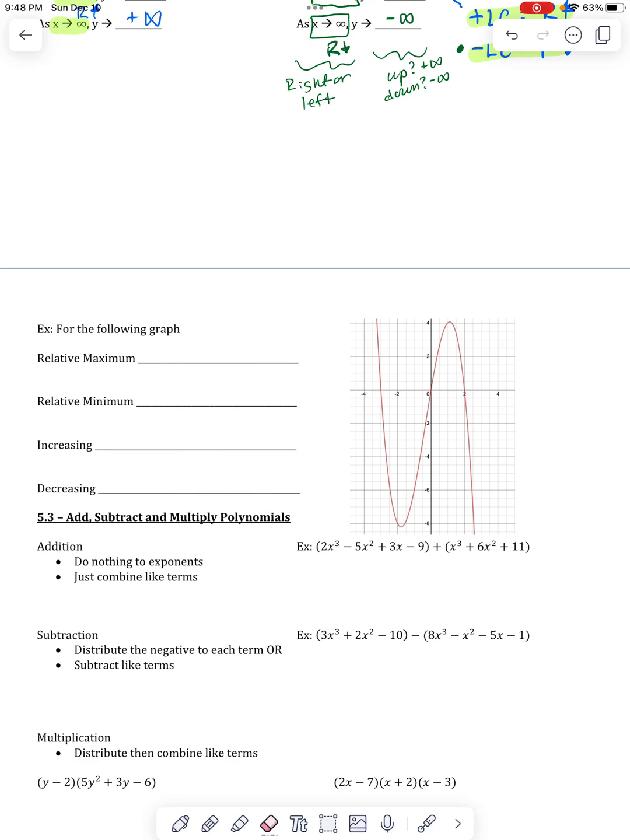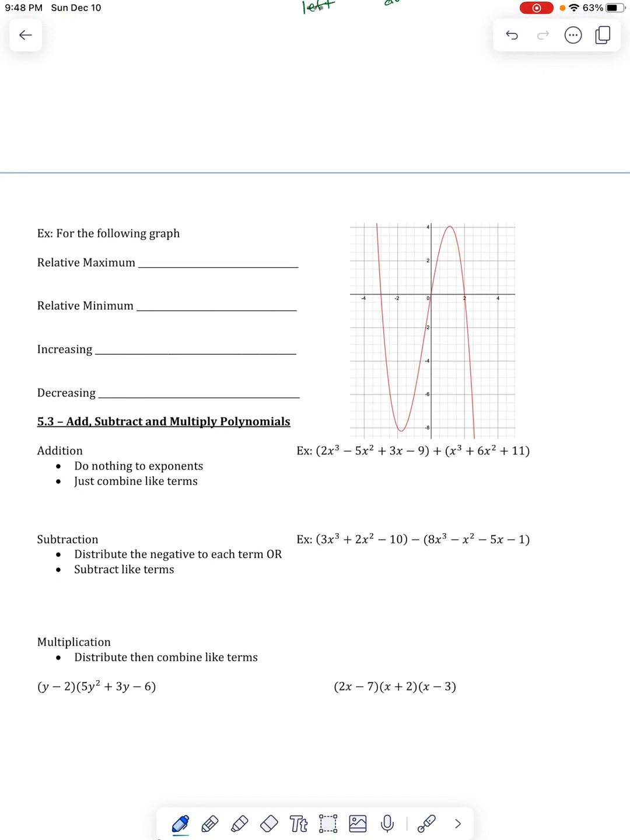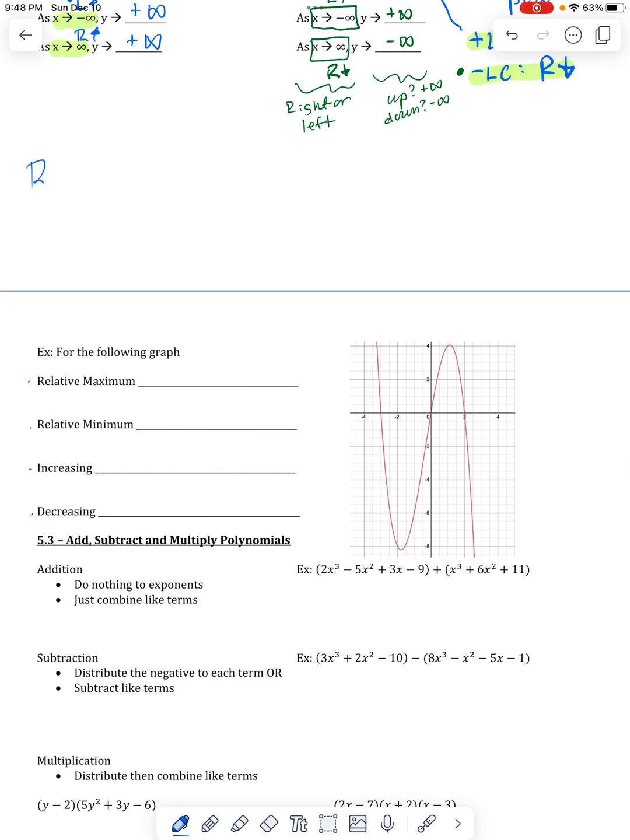Hello. Okay, so this is going to be 5 to day 2 because that other one got long. What we're going to be doing today is analyzing graphs. We're looking for kind of 4 things. We're going to be looking for what's called a relative maximum, relative minimum, and then intervals of increasing and decreasing. So let's talk about what those are.